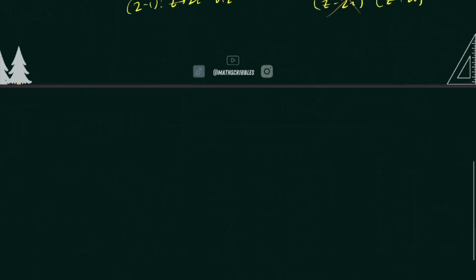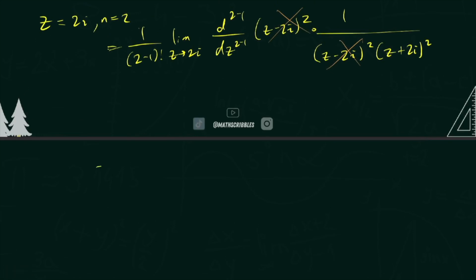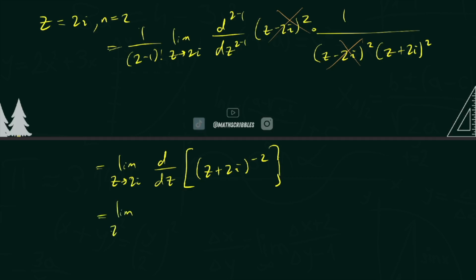So now let's talk about the next step. Simplifying this, we have 1 over 2 minus 1 factorial, that's just 1. So we have the limit as z approaches 2i of one derivative of 1 over z plus 2i to the power of 2. Hopefully you'll agree that this is the same thing. All right, so here we go. Let's take the derivative. We still have the limit as z approaches 2i of -2 times z plus 2i to the -3, times the derivative of what's inside, which is just going to be 1.